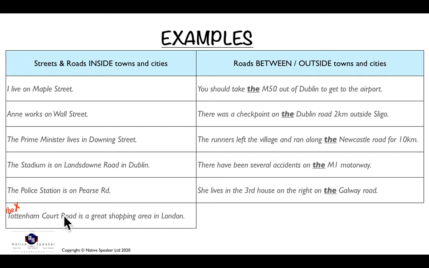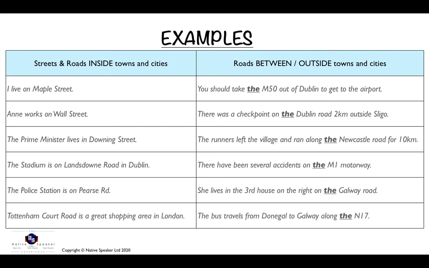This one is a very famous street in London, and bus drivers and cabbies and taxi drivers, they sometimes say "the Tottenham Court Road". Now, it's a slang usage, but if you go on holiday to London, you'll see this, so don't be too surprised if this pops up. But generally speaking, that's a mistake. Don't use it.